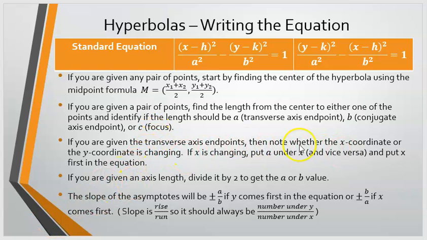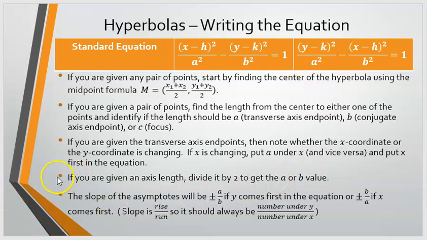As far as determining which number is a and which number is b, pay attention to what's changing in the coordinates they gave you. If they gave you the transverse axis endpoints, if it's the x coordinate changing, then that a value goes underneath x in the formula. If it's the y coordinate changing, then that a number needs to go underneath y instead.